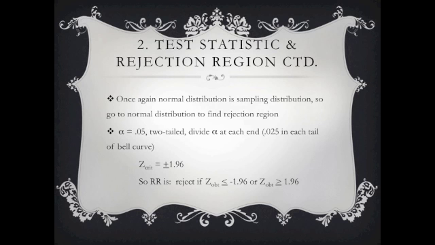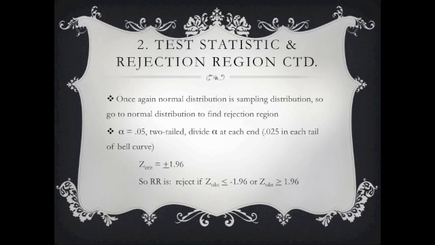With all of that information, we can now set up our rejection region. Once again, normal distribution is the sampling distribution, so use the normal distribution table to find the rejection region. Since alpha is equal to 0.05, and this is a two-tailed test, you know you need to divide alpha at each end of the bell curve. So you would divide alpha by 2, and this would result in 0.025 in each tail of the bell curve. Since this is in terms of the area falling between 0 and the z-score, this means it would have to be 0.475. When we look for 0.475 on our normal distribution table, we find z to be equal to 1.96.